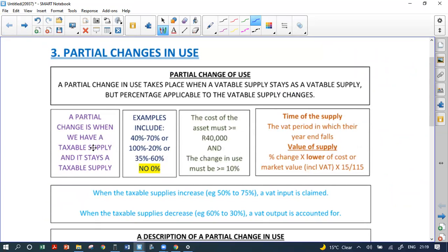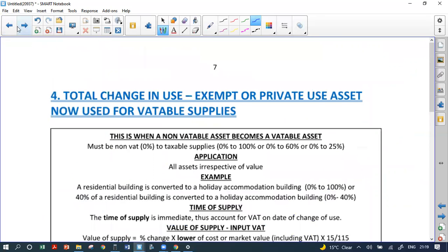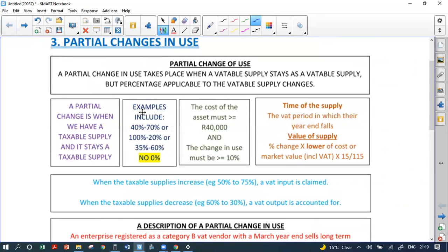It says a partial change in use is where we have a taxable supply and it stays a taxable supply. Like this, 70 becomes 90. It was a taxable supply. It stays a taxable supply. Guys, examples include 40 to 70 or 100 to 20 or 35 to 60. You're not allowed to have any 0% because what does it say? Taxable supply, and it stays a taxable supply. 0% is not a taxable supply. So it needs to have numbers in it.